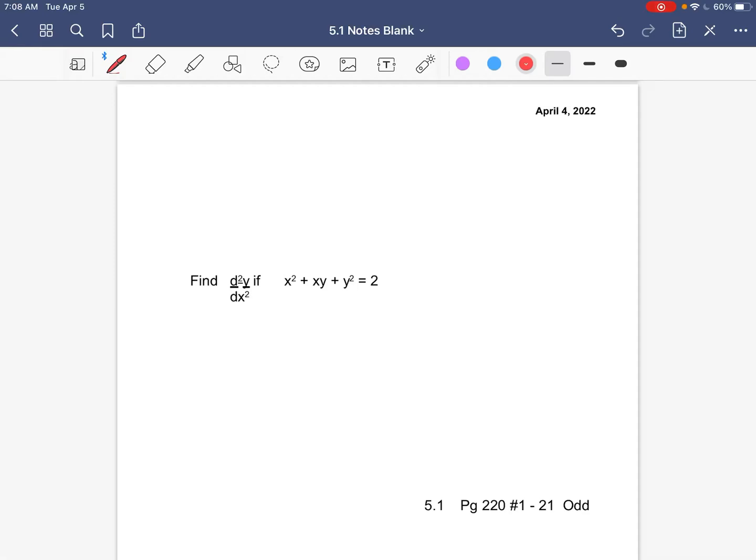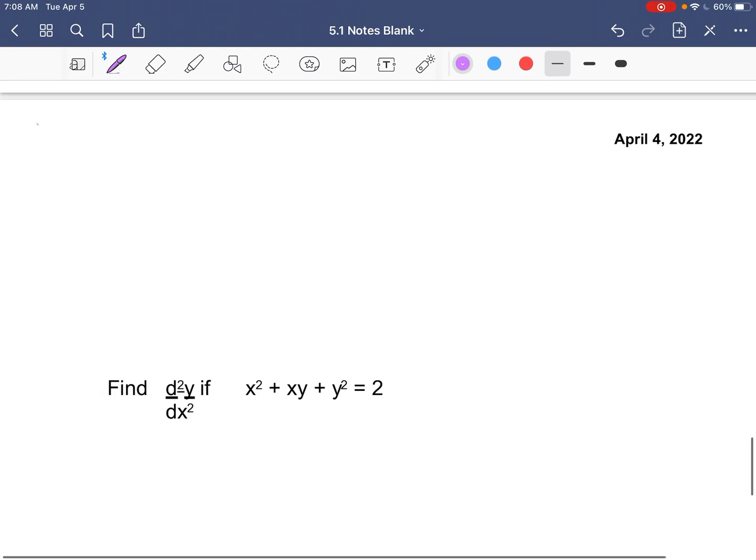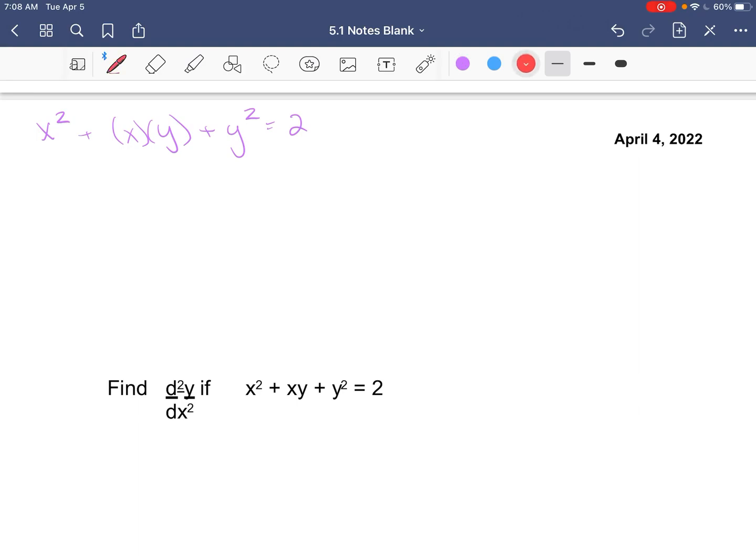Today we're going to be looking at taking the second derivative using implicit differentiation. So I'm going to start off by putting this question at the top of my page: x squared plus x times y plus y squared equals 2.